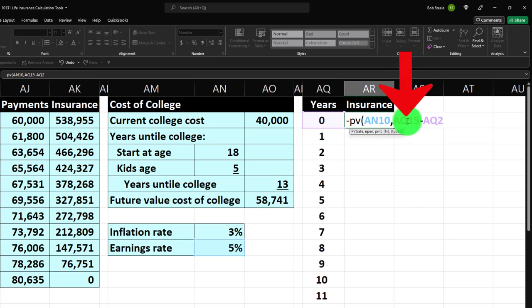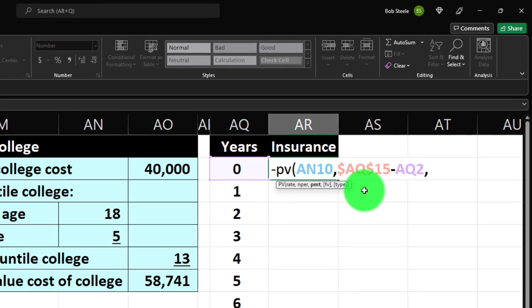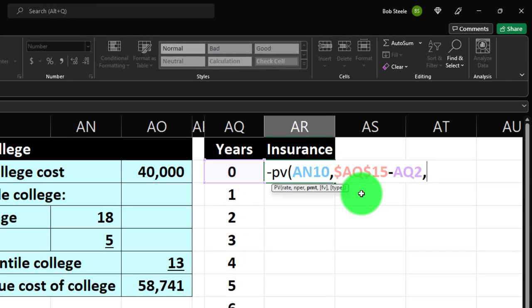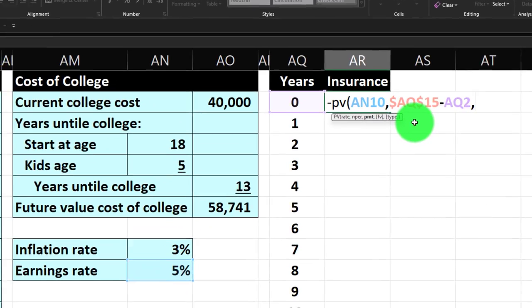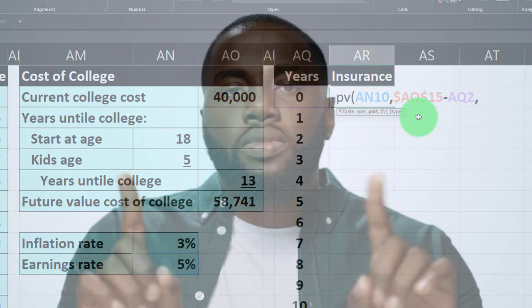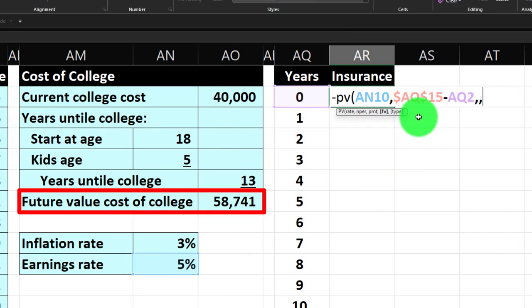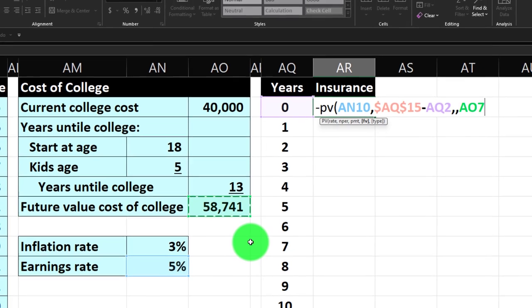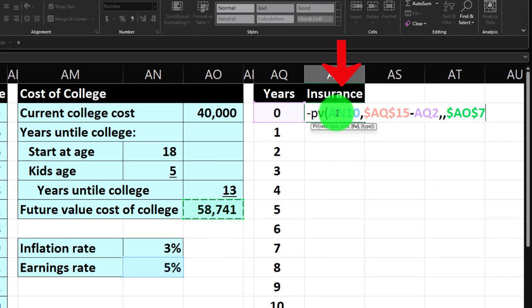So that 13, which is AQ15, I'm going to hit F4 on the keyboard, dollar sign before the AQ and the 15. Then comma, the payment calculation: I don't have a payment because it's not an annuity, comma. Again, we're looking at the future value, which is that 58,741. That's where we want to get to in the future. I want that to stay the same when I copy it down, so I'm going to select F4 on the keyboard. This first one also is outside. That's that 5%, so I'm going to press F4 for that one too, and then enter.